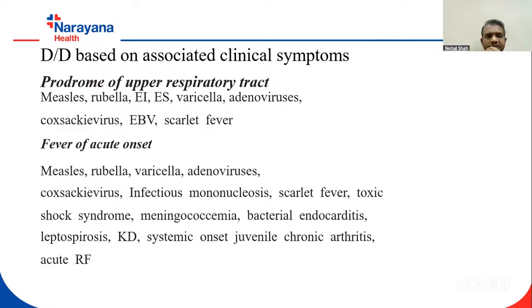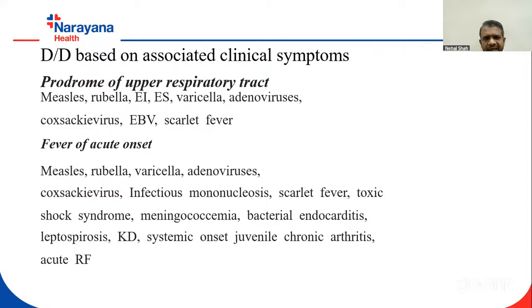So, our approach should firstly be based on the associated clinical symptoms. A meticulous history taking is the most important in this. A respiratory tract infection is usually present in the history with most of the viral infections like measles, rubella, varicella, adenoviruses, Coxsackie, EBV, scarlet fever.